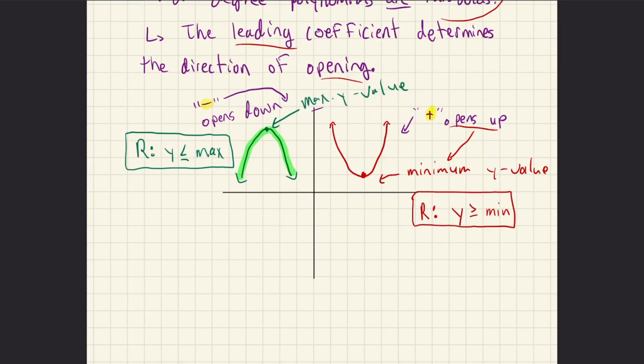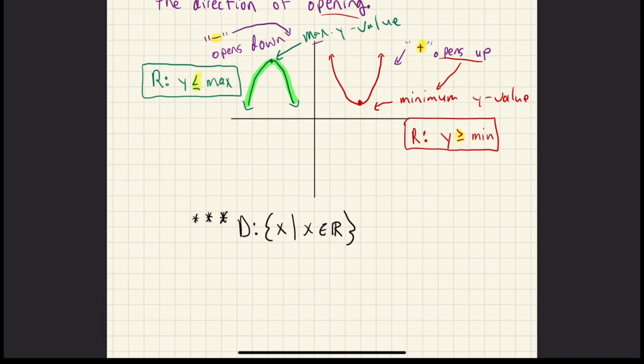Now, identifying whether the graph has a minimum or maximum value is going to help us narrow down what the range is, because if the graph opens up, the range is always going to be as follows, where the y value is greater than or equal to the min value. And if the function opens downwards, or it has a negative leading coefficient, then the range is going to be less than or equal to the max value, whatever that value would be. The domain, whether it opens up or opens down, is always going to be x is all real numbers or approaches negative and positive infinity.